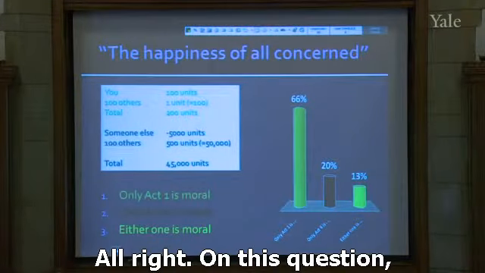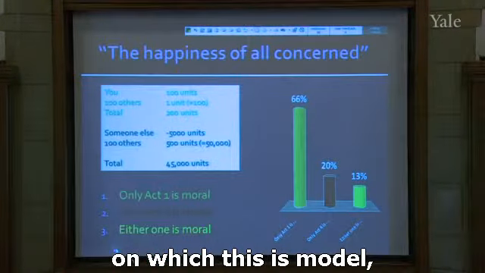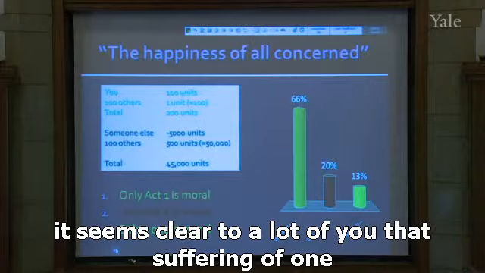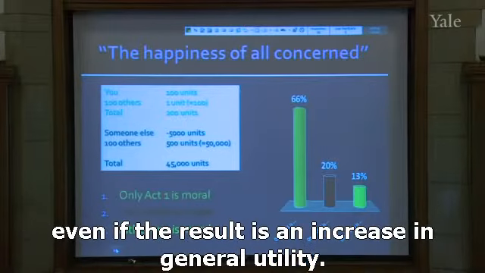All right. On this question, which I know already from many of your reading responses to the Omelas case on which this is modeled, it seems clear to a lot of you that the suffering of one is not something that morality demands of us, even if the result is an increase in general utility.